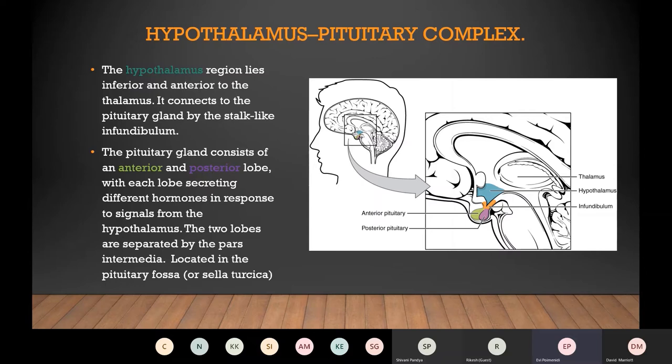Each lobe secretes different hormones in response to signals from the hypothalamus. The two lobes are separated by the pars intermedia, and the whole pituitary gland itself is located in the pituitary fossa, so it's also named sella turcica. This is actually a depression of the sphenoid bone and the central portion of the middle cranial fossa.